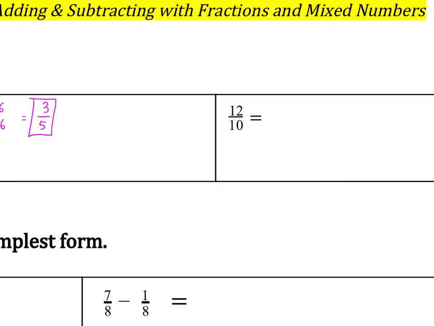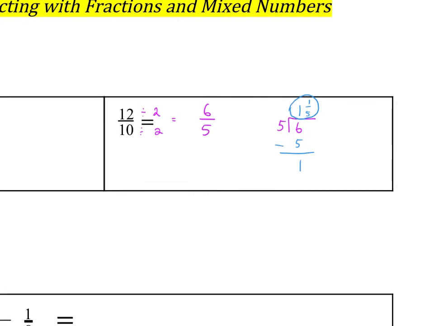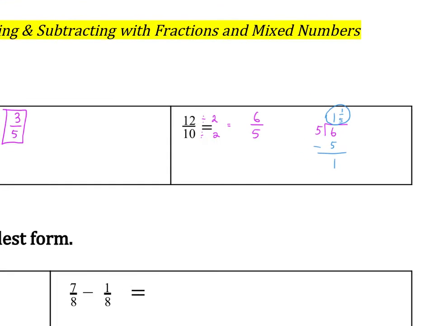Now look at this one, 12/10. First I'm going to simplify it down. I can divide the top and the bottom both by 2 to get 6/5, but notice the top is larger than the bottom. So I need to divide. That's an improper fraction. It goes in one time, and I'm left with 1 and 1/5. You could have divided first and then simplified. That's okay.